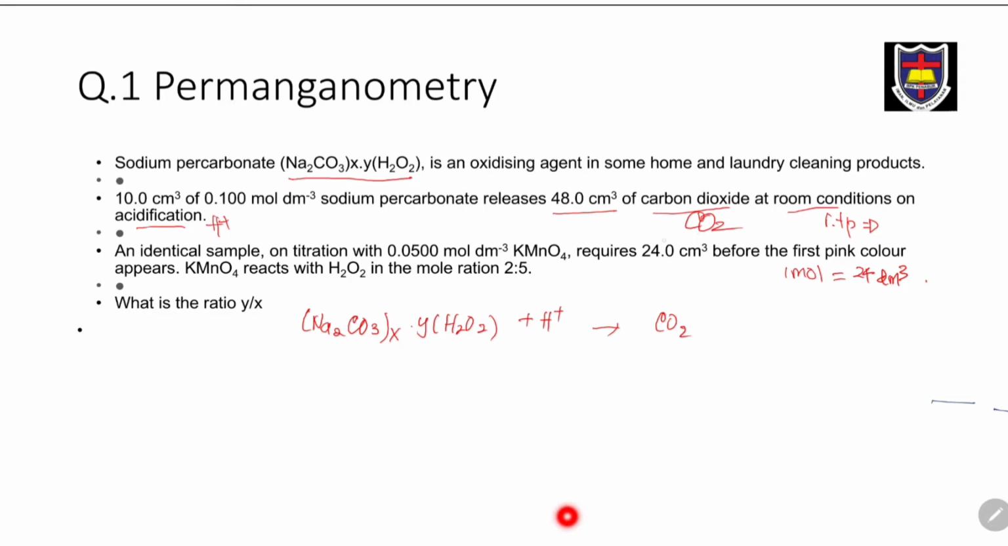The volume of CO2 is 48 cm³. We convert into dm³ by dividing by 1000. Then the volume is 0.048 dm³. So the mole of CO2 is 0.048 divided by 24.